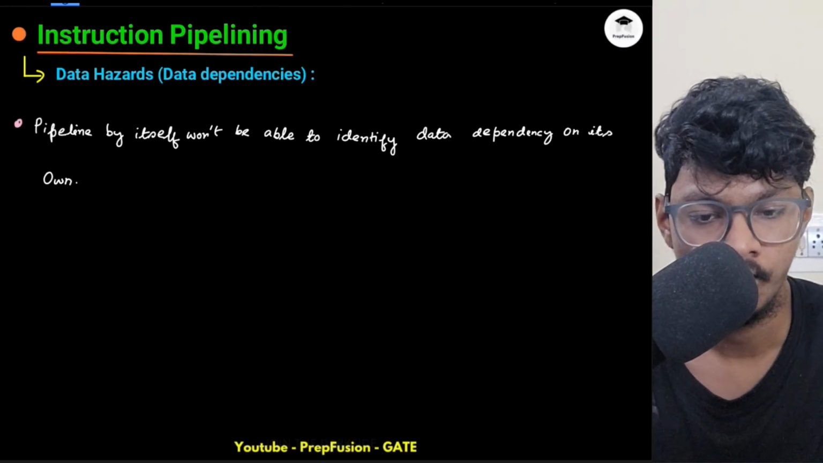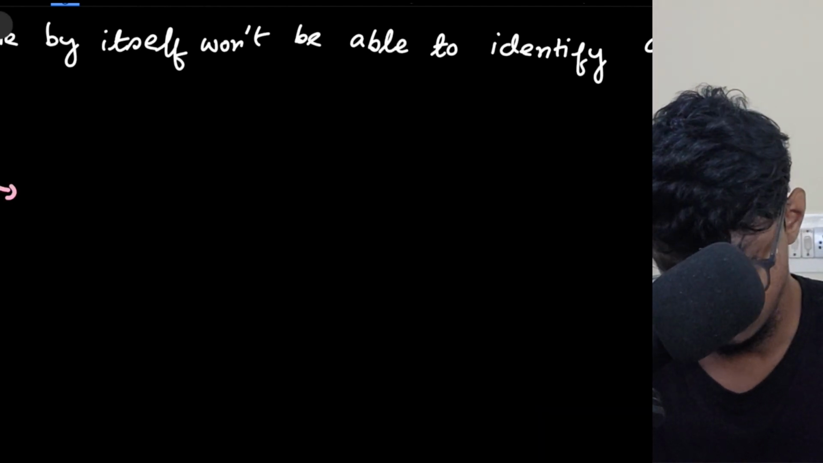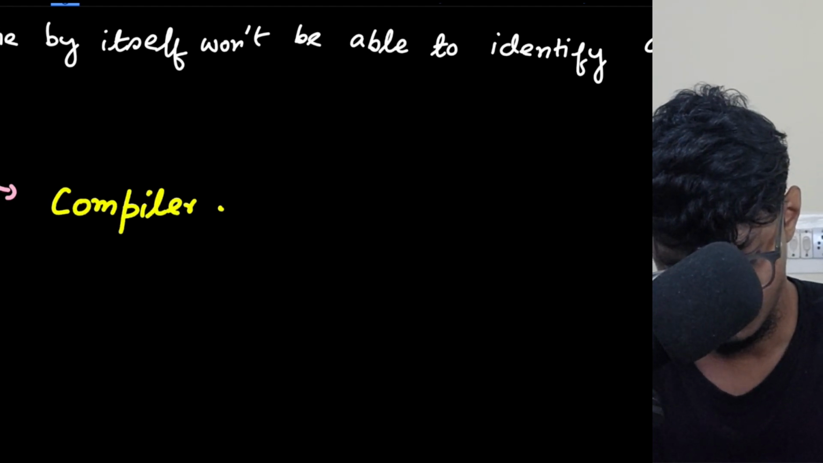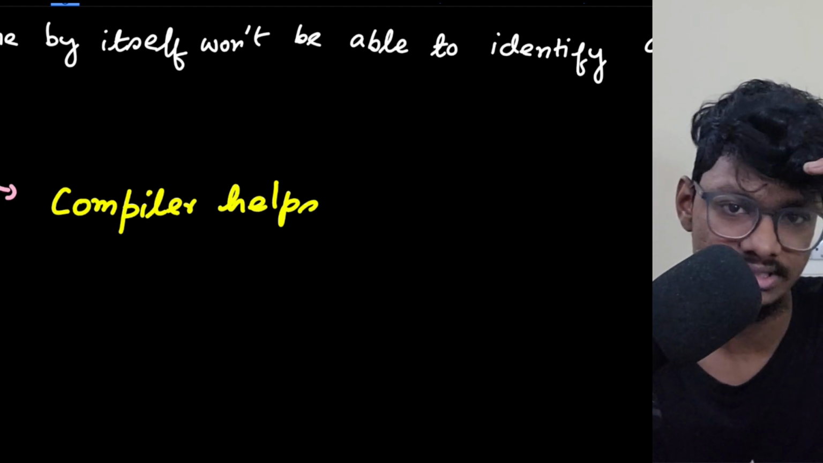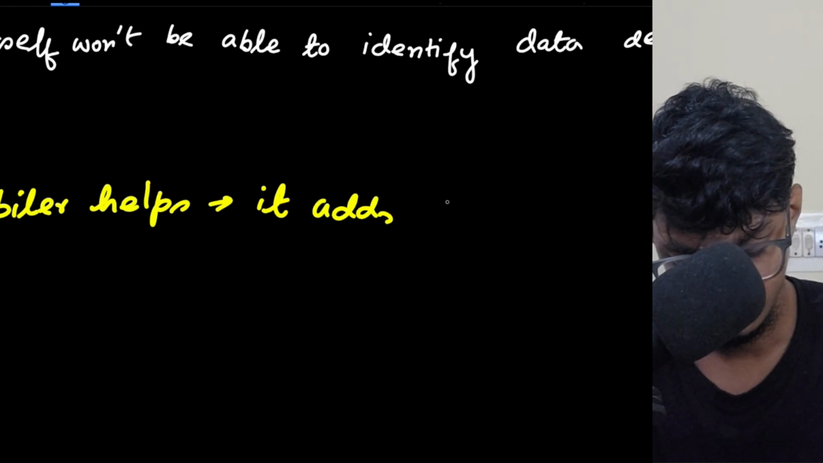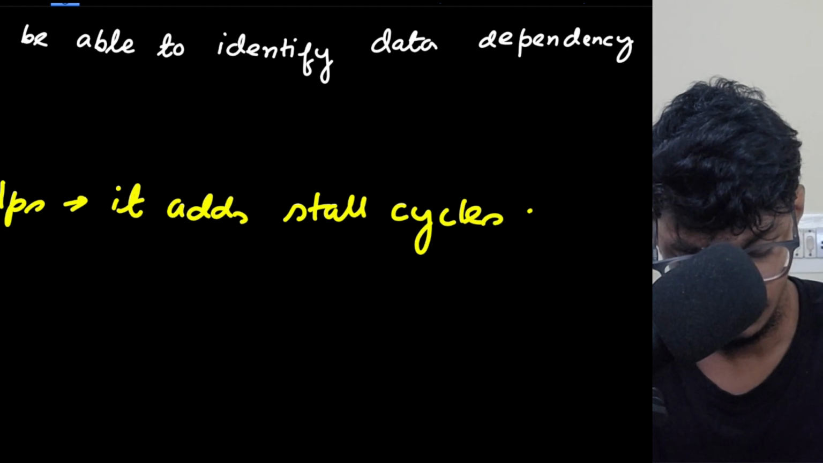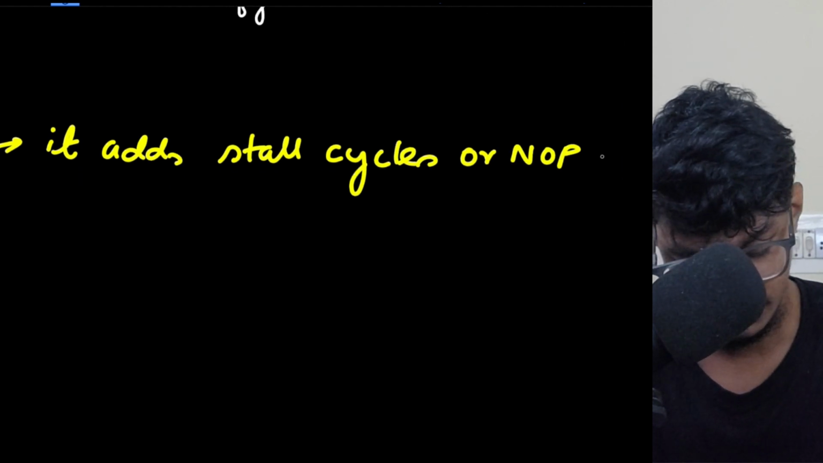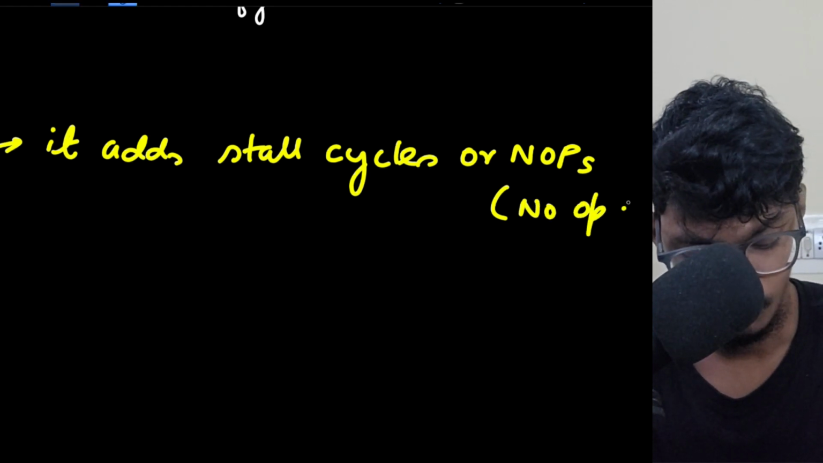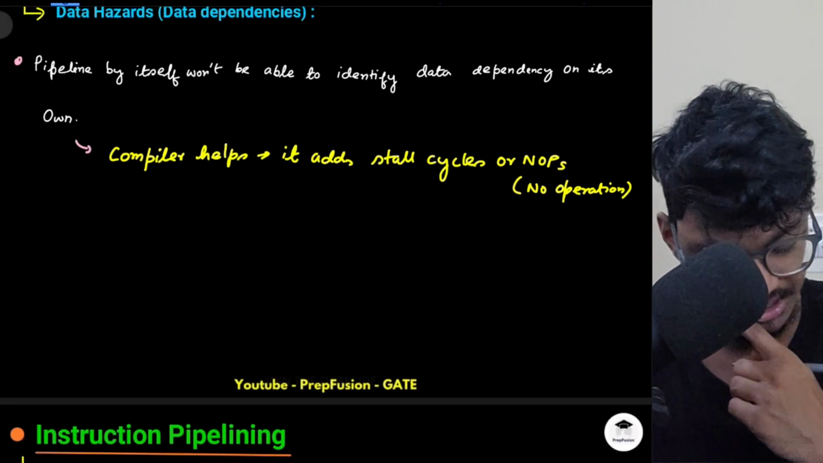Obviously someone has to identify this. Who identifies this? The compiler helps in this. The compiler understands the instructions, so it adds stall cycles or NOPs. NOP means no operation. Or it performs some instructions which are not interrelated.